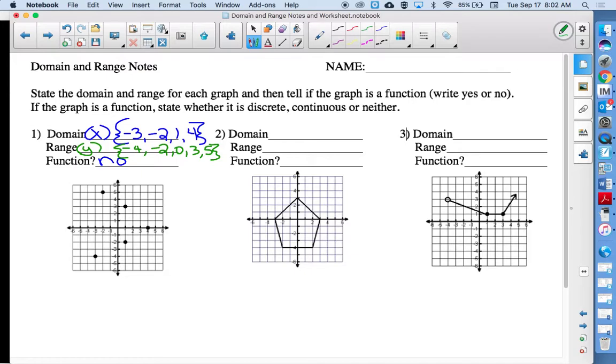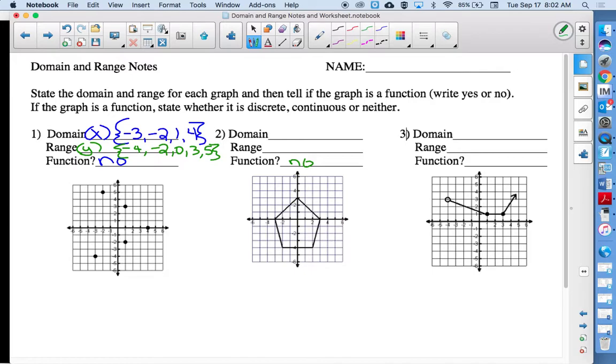So looking at the second one, again, skip domain and range. Let's go down to the function part. Gabby, would this one be a function? Why not? Yeah, this one fails the vertical line test again. We got a pentagon, but it's not a function.